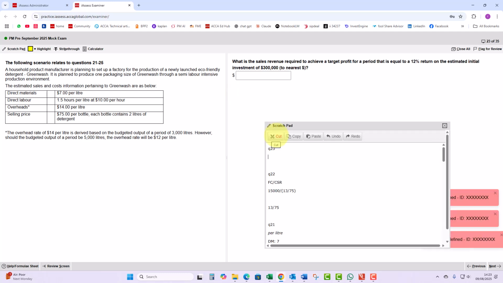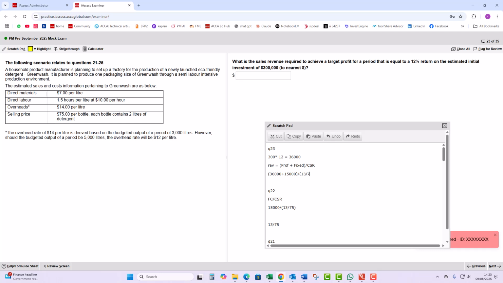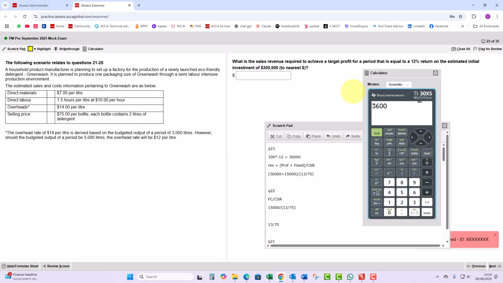And in question 23, what's the sales revenue required to achieve this target profit? And the profit is looking for a 12% return on 300,000. So 300,000 times 0.12 is 36,000. And the revenue equals, it's the profit plus fixed costs all divided by the contribution to sales ratio. So that equals the 36,000 plus the 15,000 fixed we've looked at before, divided by that 13 over 75. Can let the calculator do all of the heavy lifting there.